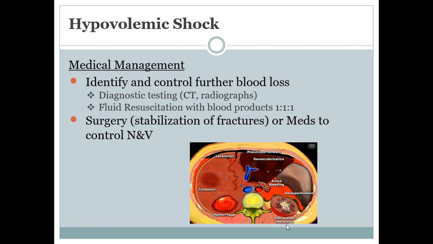So this includes our 1 to 1 to 1 ratio. So that would be our PRBCs, FFP, and platelets. So you want to do that 1 to 1 to 1 ratio. Also, we might do surgery. We might stabilize fractures, or if it's GI related, we might try to give some medications to control nausea and vomiting.